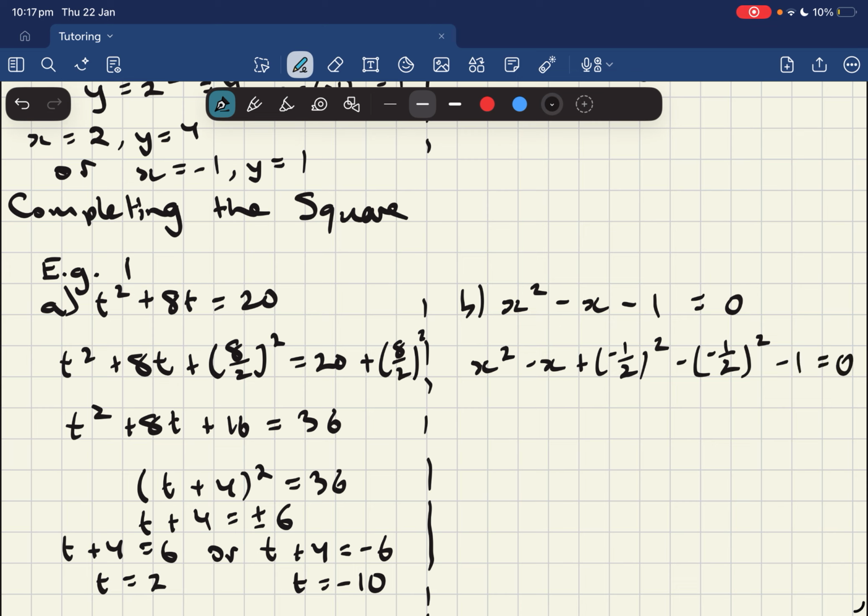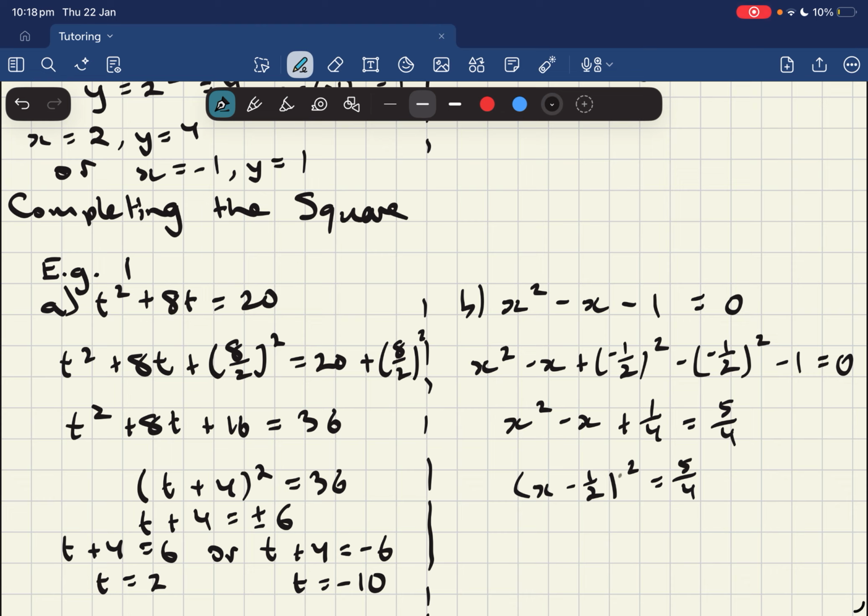So what I end up getting, once I clean this up, is x squared minus x plus 1 over 4. And I'm going to compute this and then bring it over to the other side. So this will give me negative 1 over 4, negative 1 and a quarter, I should say. And then I'm just going to add it to the other side. So that gives us 1 and a quarter, or 5 over 4. And now I want to factorize this perfect square. It's always going to become a perfect square. This is going to factorize down to (x minus a half) squared equals 5 over 4.